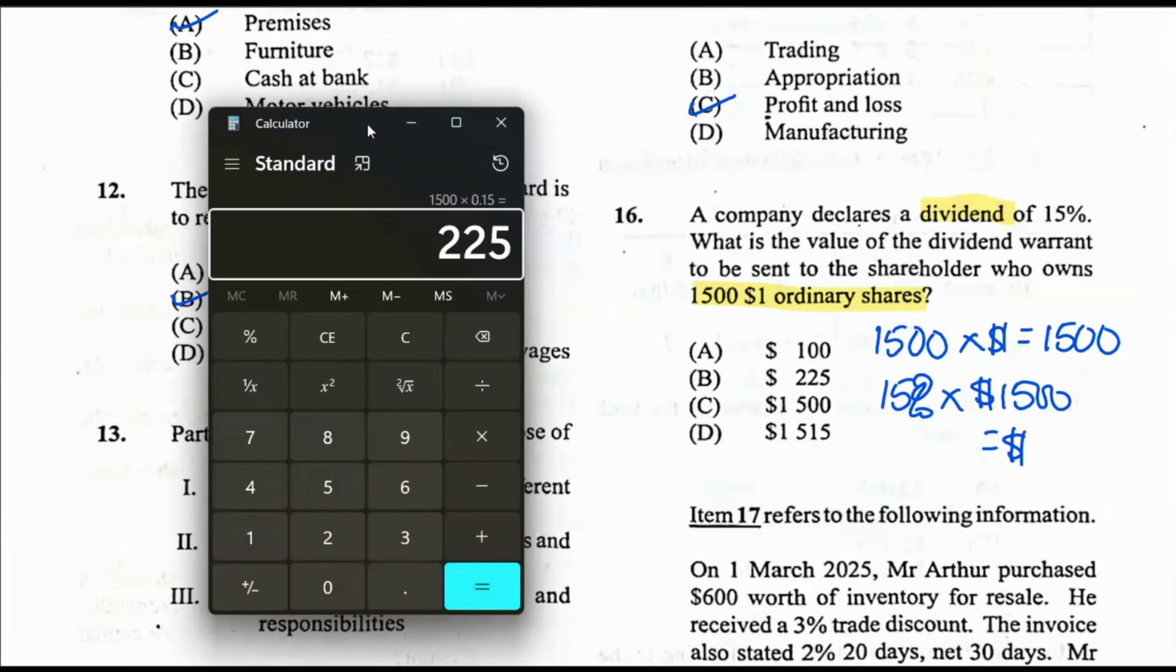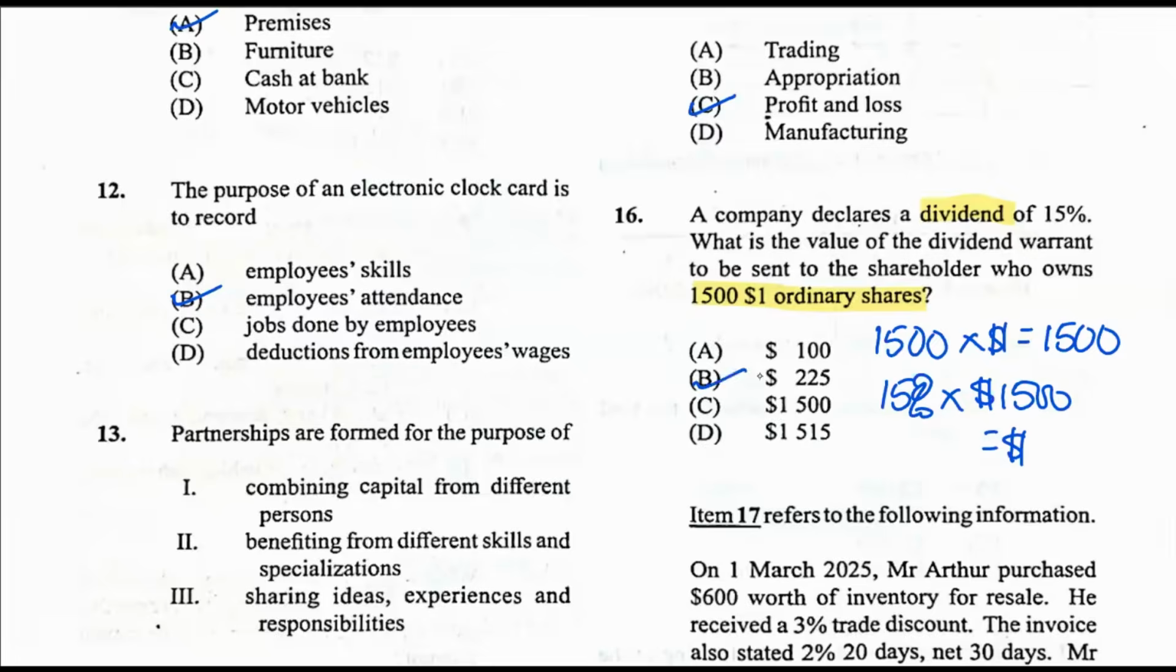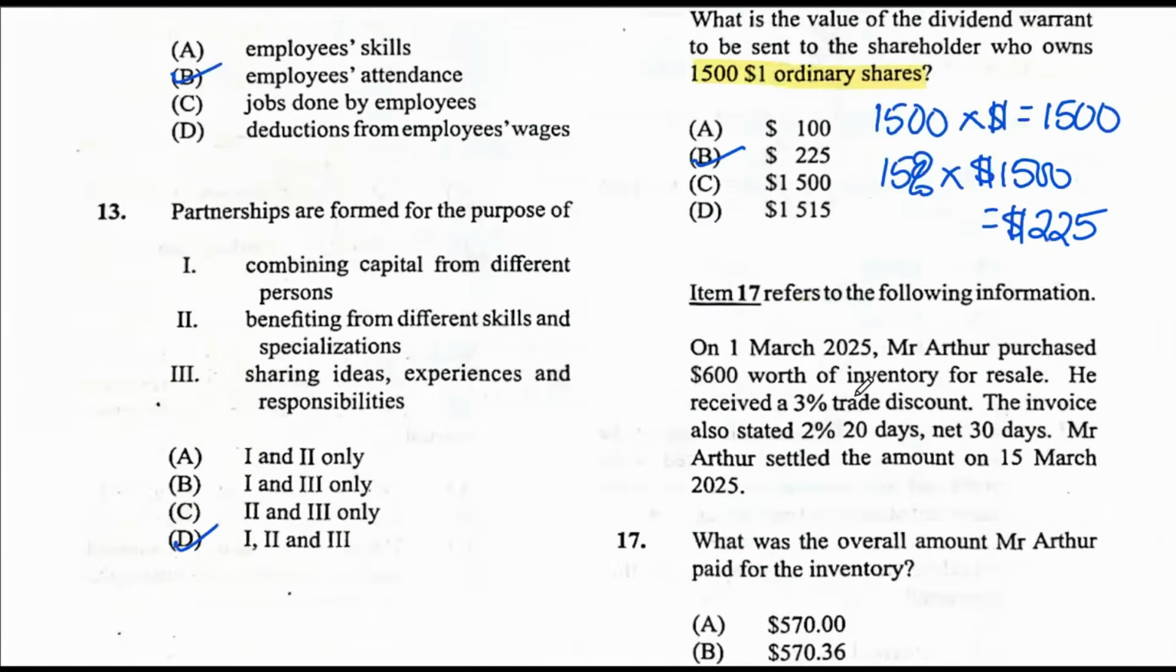225, answer is B. Alright guys, nicely done. Right, time for us to move on to number 17.